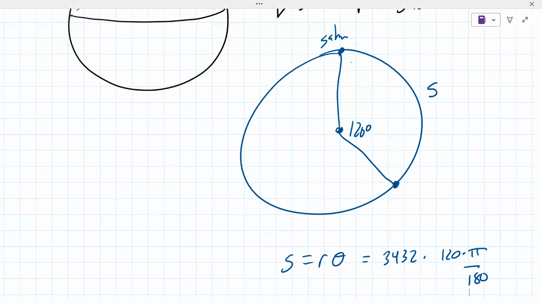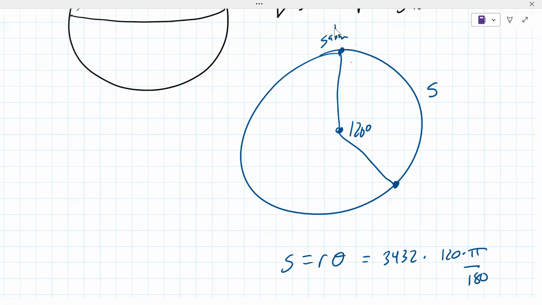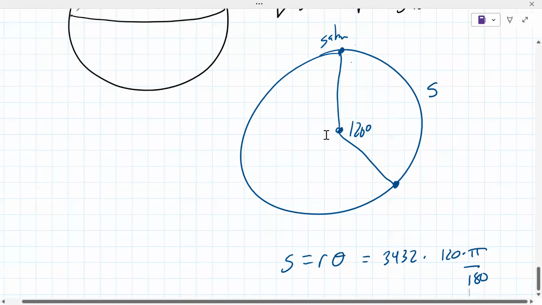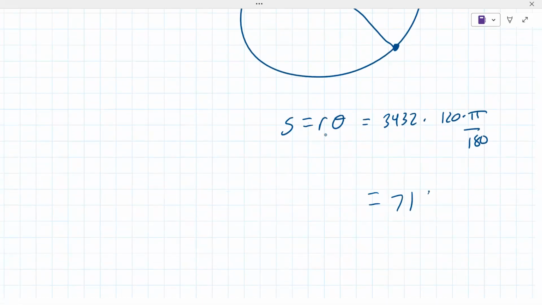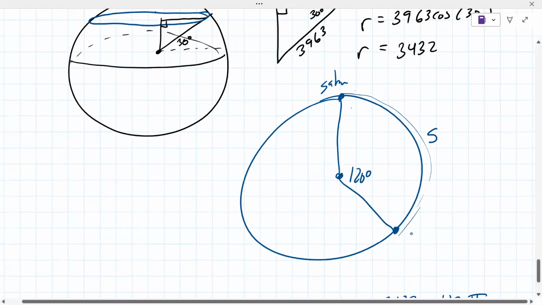All right, so can you calculate that for us, please? 7,188. Okay. All right, so that's the surface distance if you go around the Earth.